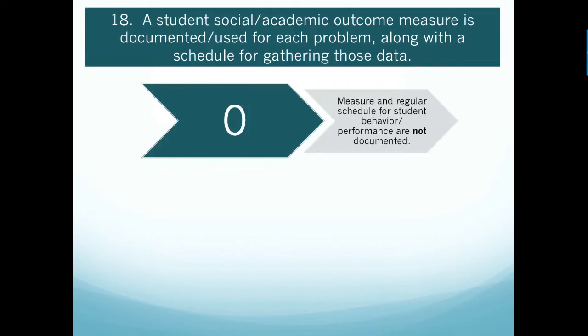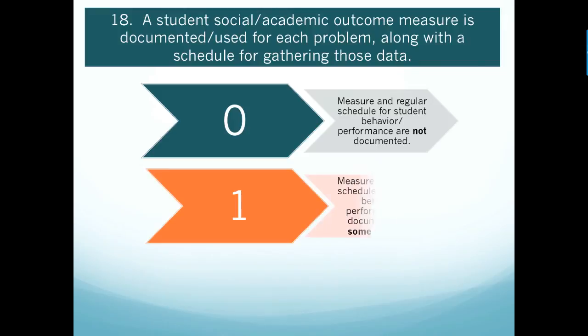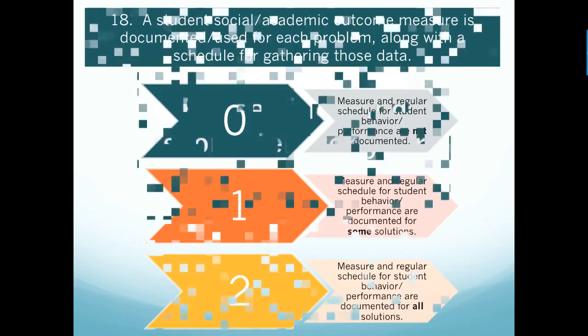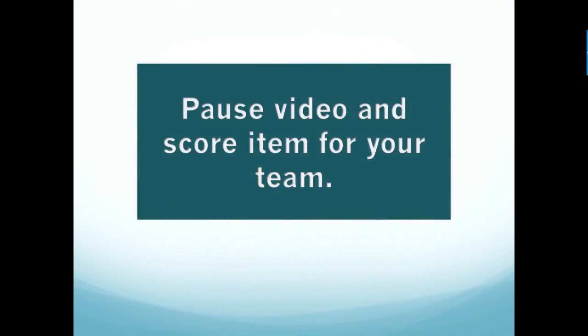We will assign a score of 0 if we don't have a measure or a regular schedule for these outcome data. A score of 1 is going to be that we have some of these scheduled for some of our solutions. And a score of 2 is going to be that we have a measurement and regular schedule for gathering these data for all of our solutions. For our last item now, pause the video and score this item.